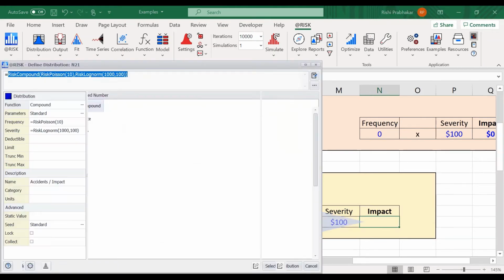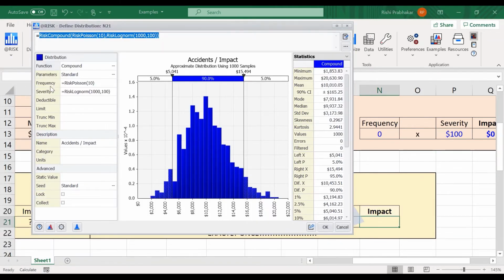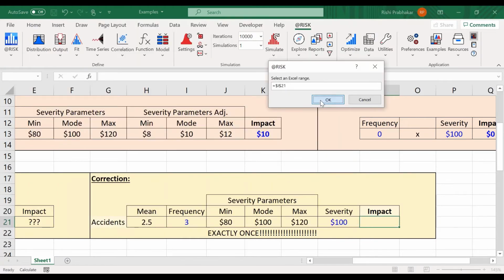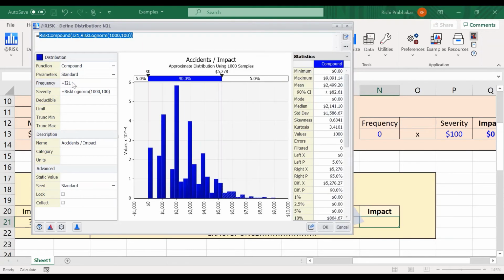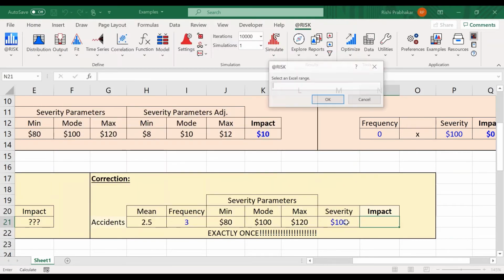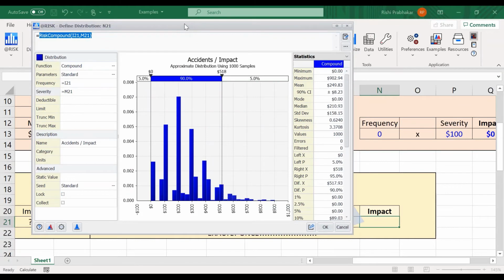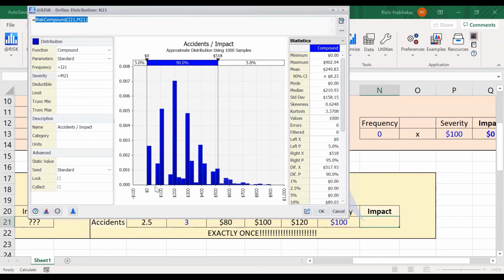Okay, so compound. Compound says, what is the frequency distribution? This is how many events could occur in every iteration. Then it says, what is the distribution of each individual event? Well, that's the severity that I just created. Now I have a distribution. It looks funny, but if you think about it, it is logically sound for the actual impact of this event type.